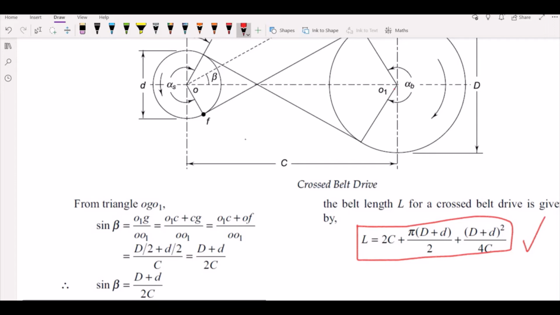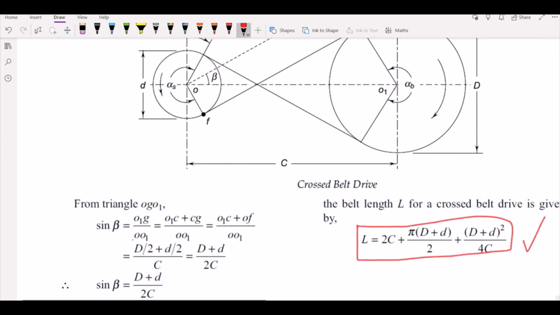Sometimes this question is asked for 10 marks directly, the length derivation. So in that case, the sketch carries obviously 2 to 3 marks, which is very important. If you are not clear, your complete derivation will be wrong. If your figure is not clear, if you are not drawing perfectly, then you will lose the marks. So be careful. Please do practice the derivation figures for both your open and cross belt.